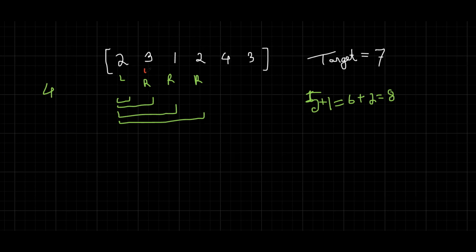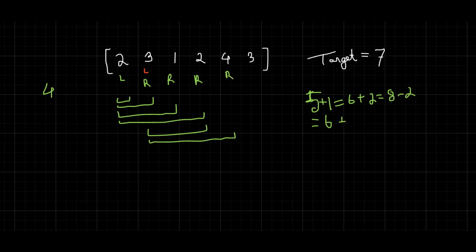Now our left pointer is pointing to this and our window is this. And if we shift the left pointer, we have to subtract 2 from the sum. So it will become 8 minus 2, which will be 6. Now 6 is definitely less than 7. So we have to shift our right pointer to this position.